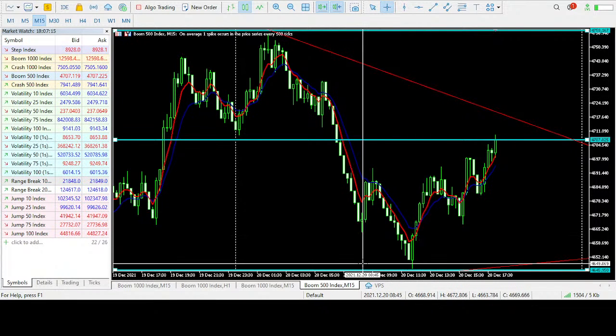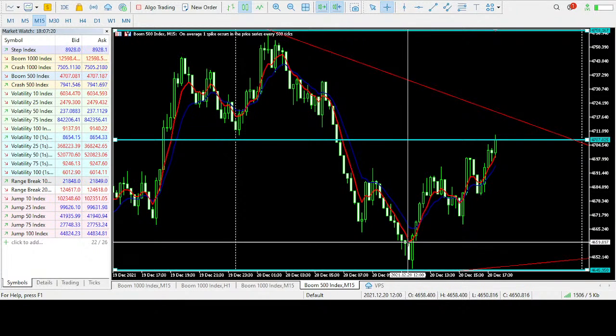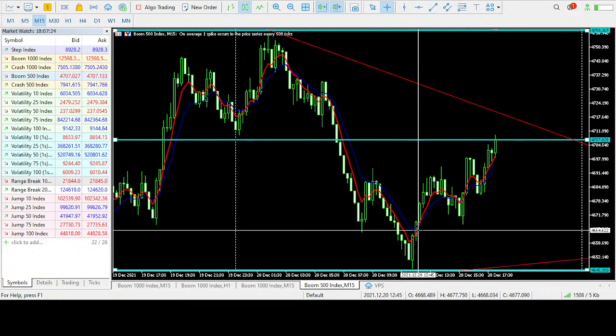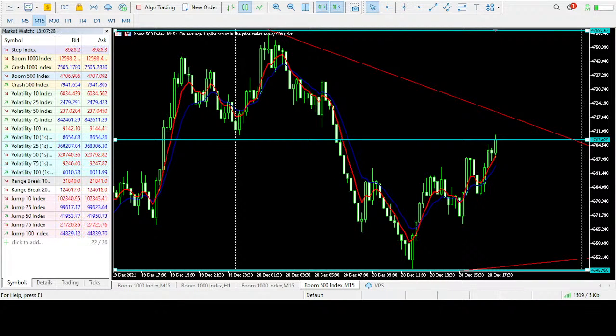And then to buy, we want to see areas where the red is crossing over the blue, from the bottom. That's where you're actually going to buy. So it's quite simple, guys. I don't know if I can make it even much plainer so that you guys can actually understand, but this is actually very easy.